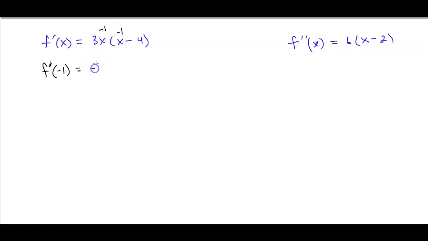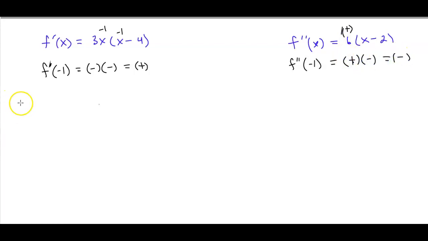3 times a -1 is a negative number. Notice that I'm not trying to figure out what the actual value is. I just need to know whether it's positive or negative. So 3 times a -1 is a negative number. -1 minus 4 is a negative number. And a negative times a negative is a positive. Okay? If I do this with the second derivative, I know here that because I have a 6, this is always going to be positive. So I got positive times a negative, that's going to be negative.